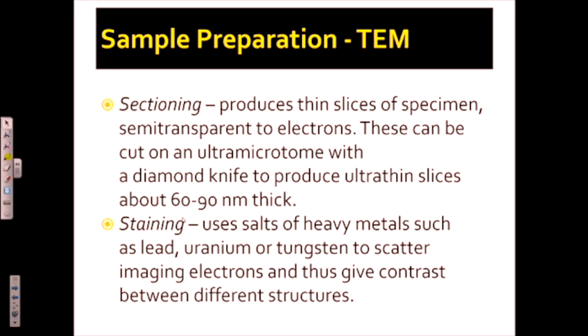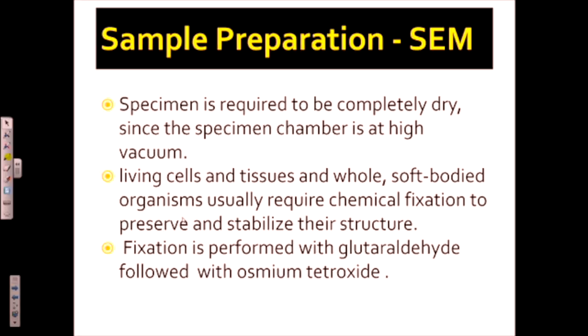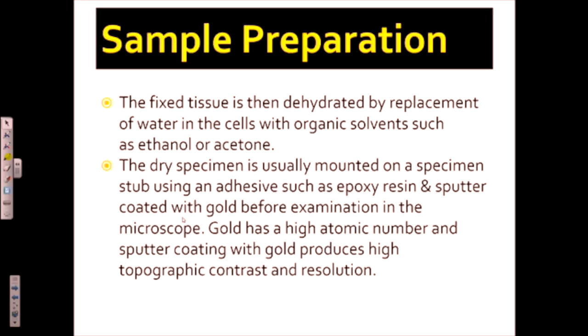They use different kinds of stains, but they have not given a very good explanation for the biological side, because we mostly rely on fluorescent and confocal for our biological activity. And for SEM too, mostly the specimen has to be dry, and they use glutaraldehyde with different kinds of solutions. They fix the tissue in organic solvent, and the dry specimen is mounted and sputter coated with gold. I never knew all this. Gold has a high atomic number, and sputter coating with gold produces high topographic contrast and resolution.